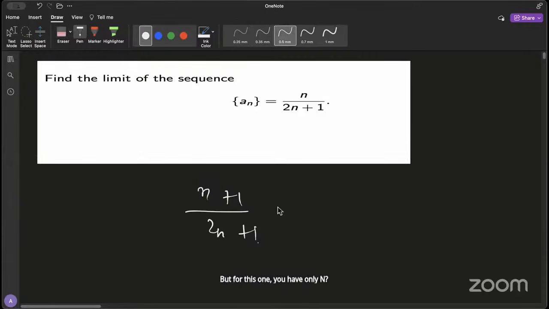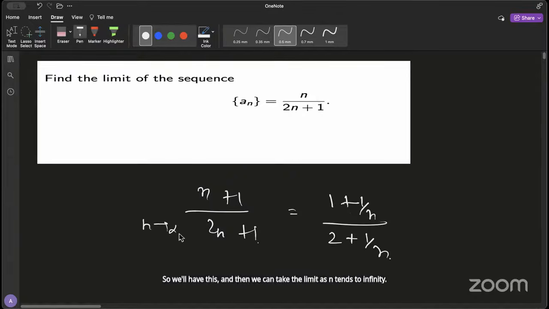So you can write this as 1 plus 1 by n. We are dividing the numerator by n and the denominator by n. So we'll have this, and then we can take the limit as n tends to infinity. So this will be 1 plus 0, and in the denominator, you'll have 2 plus 0. So it will be half.